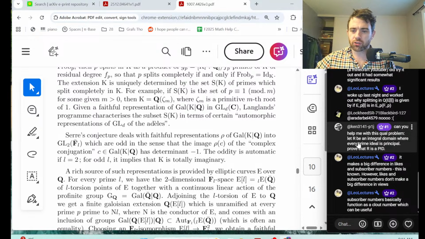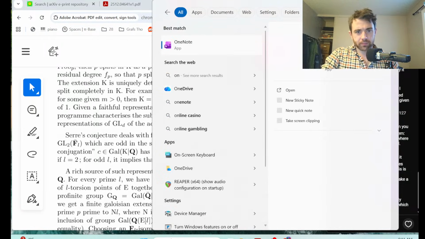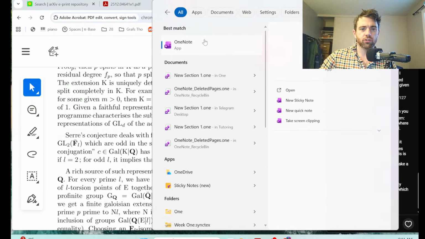Let R be an integral domain where every prime ideal is principal. Prove that it's a PID. Okay. Gosh, I should be able to do this one.